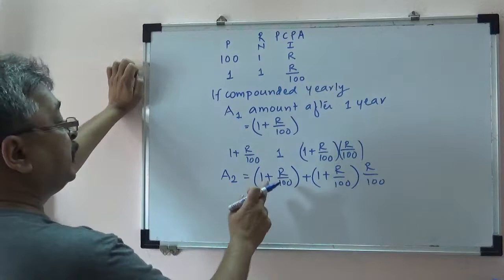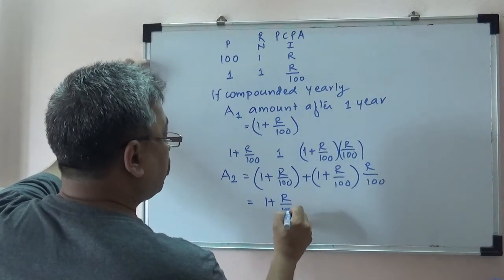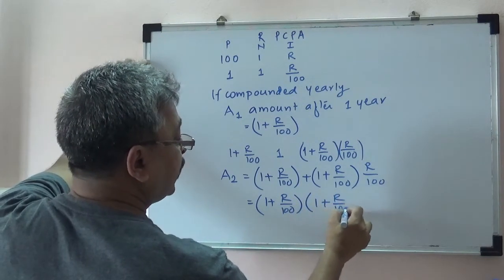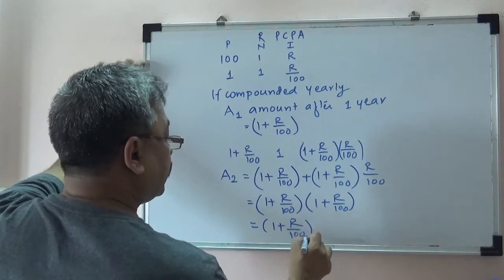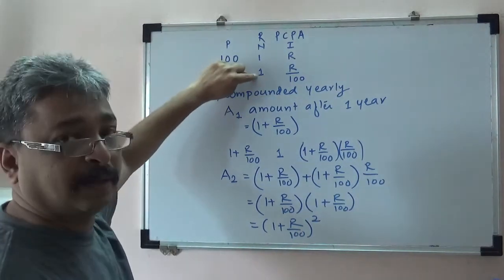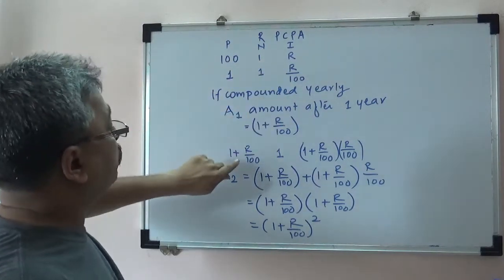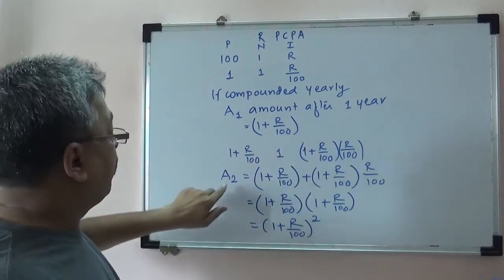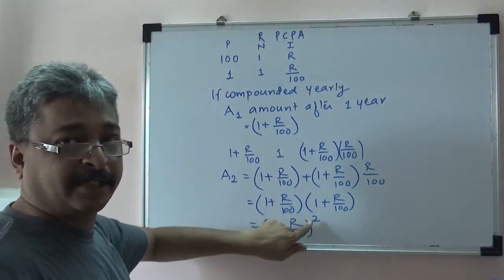This is principal in the beginning of first year. Now I can take out 1 plus R upon 100 common, and then what remains is 1 plus R upon 100, which reduces to 1 plus R upon 100 raised to 2. So if I am putting principal 1 rupee for 1 year, I get R by 100 as interest at the end of first year. It becomes my principal 1 plus R upon 100. I calculate my interest, simplify. My amount after 2 years will be 1 plus R upon 100 raised to 2.